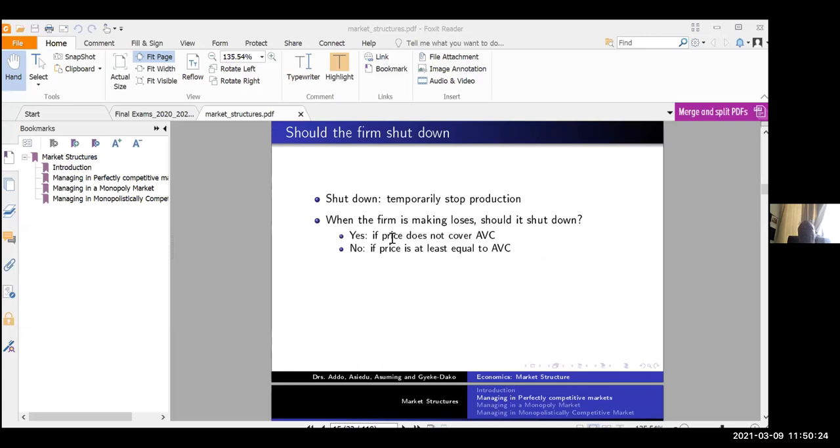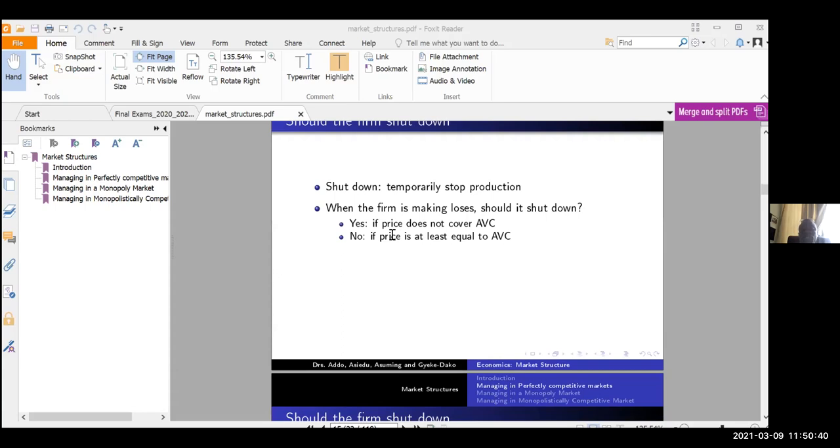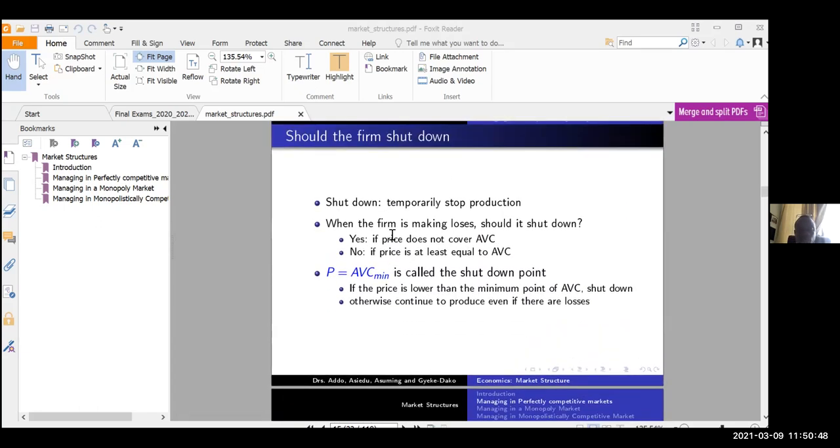At the end of the last session, we said that at least the price you get in the market should cover your operational costs, the variable cost component of your business. Even if it doesn't cover the average fixed cost, at least the average variable cost should be covered. You should not shut down if the price is at least equal to the average variable cost. Somewhere here we ended the class, and we said the shutdown point, the point where you begin to consider whether or not to close down, is where the market price equals the average variable cost.